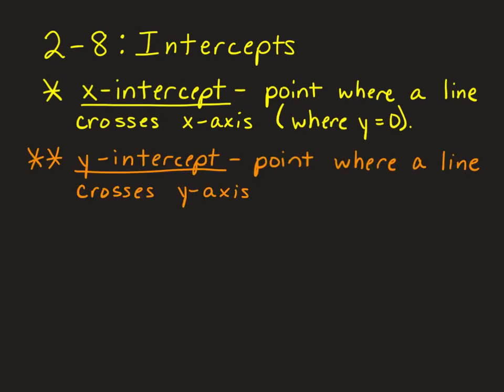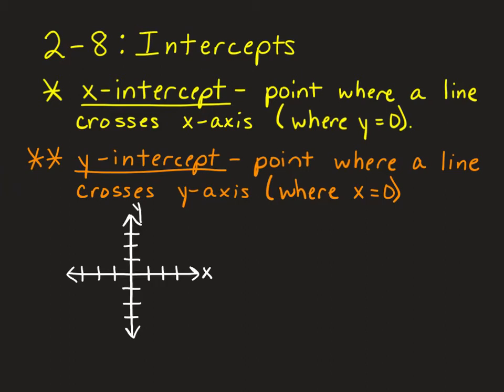Next, we have the y-intercept, which I have put 2 stars beside because you're going to use this a lot throughout this school year. The y-intercept is the point where a line crosses the y-axis. You'll find this y value, the y-intercept, where x equals 0, so it's going to fall on that y-axis.